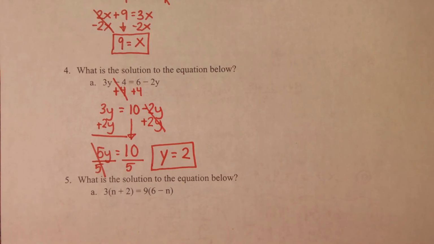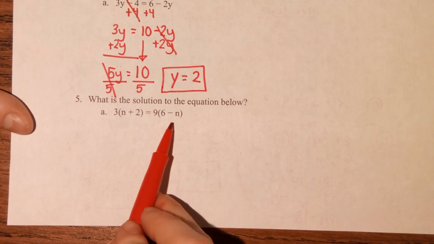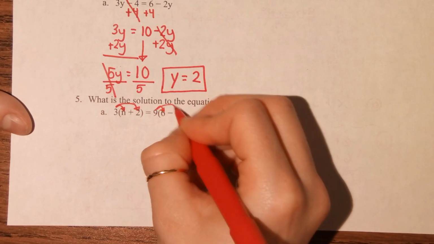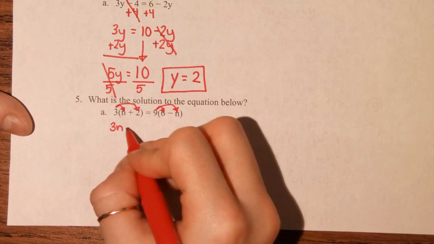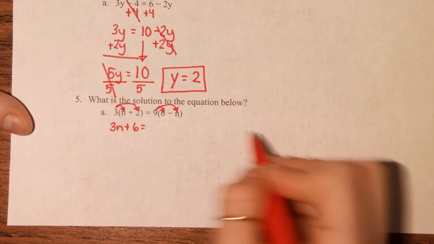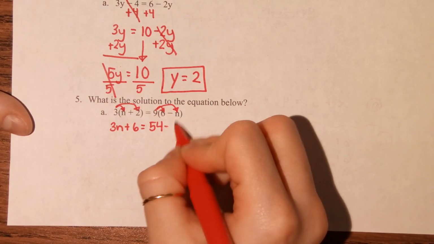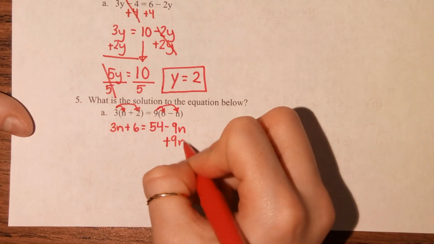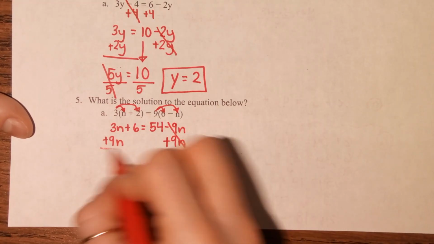We have 2 parentheses, so we're going to distribute to both. Distribute, distribute. 3 times 1 is 3n, and 3 times 2 is 6. Then we have 9 times 6, which is 54, and 9 times 1, which just equals 9. Now I want to get rid of this negative 9. It's bothering me, so I just choose to do that first. Plus my 9 over here, and I get 9 plus 3, which is 12n. I bring my 6 down, and that equals 54.